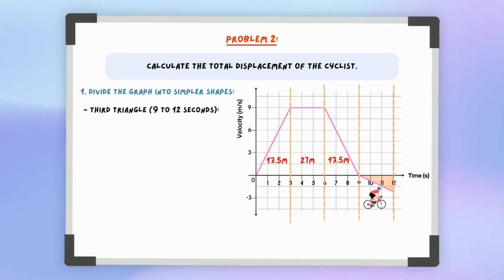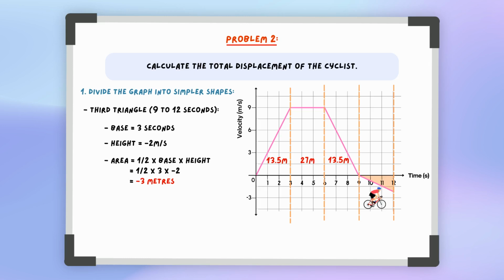Finally, we can draw a small triangle between 9 seconds and 12 seconds. The base of this triangle is 3 seconds and the height is negative 2 meters per second. We can calculate the area by doing half times 3 times minus 2, which equals minus 3. This number is negative because we have negative displacement, which we can see because we are below the x-axis. This means that the cyclist travels 3 meters back towards their starting point during this interval.